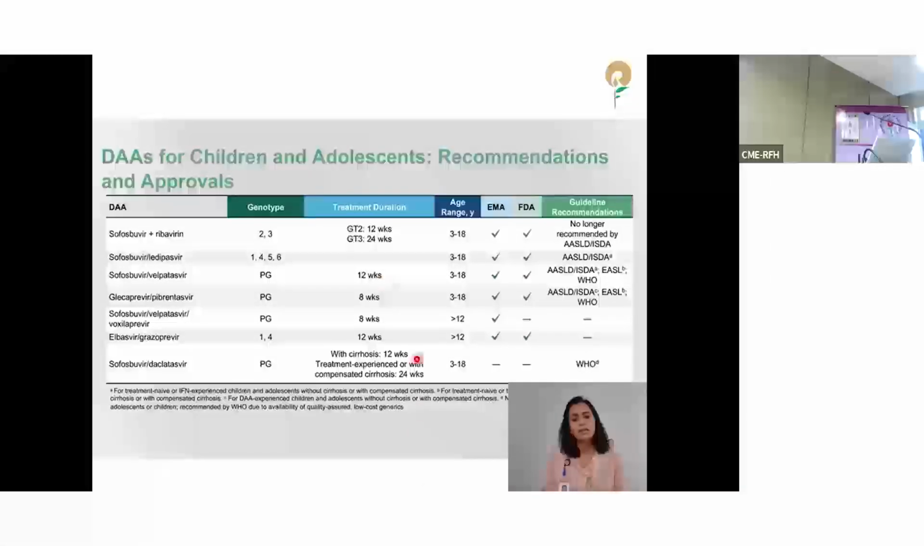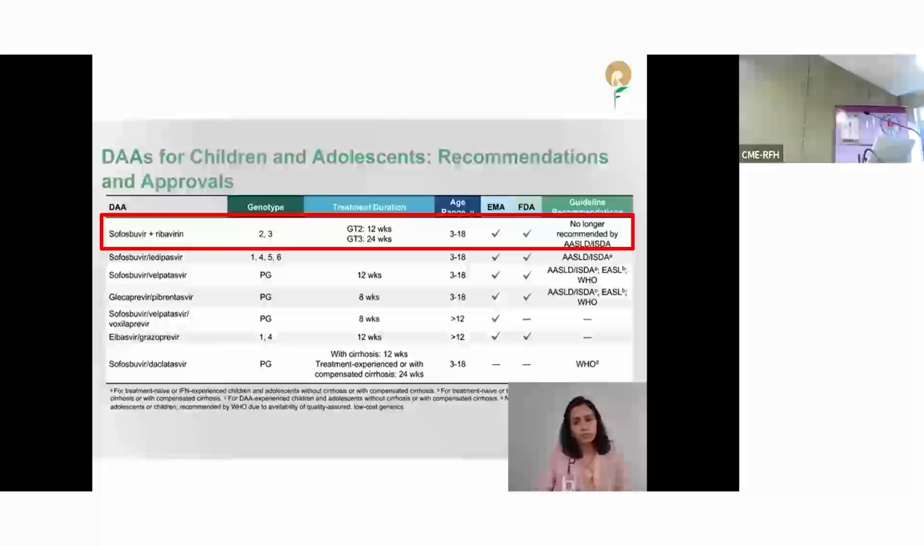So these are the directly acting antivirals for children with the recommendations and approvals. It is important that we do not use ribavirin these days, except in decompensated CLDs, where in special circumstances it is being added to the DAAs. However, children with hemoglobinopathies do not use ribavirin because ribavirin causes hemolytic anemia and worsens the outcome. So we have to tailor-make the treatment according to that child.